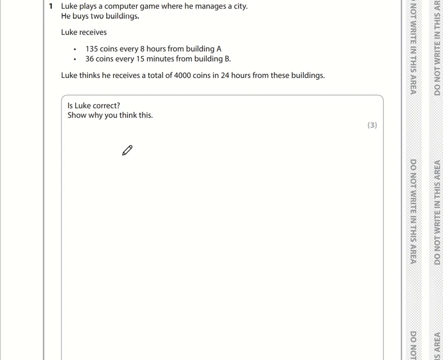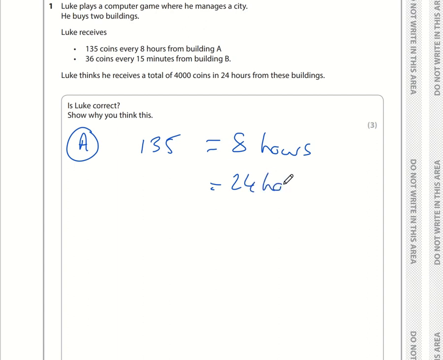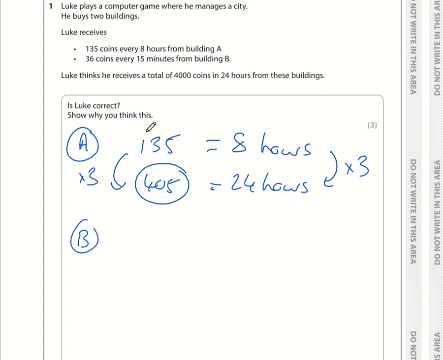So we know that from building A, so let's just do A first, it's 135 for every 8 hours. So how much does he get in 24 hours? Well, 24 is 3 times greater than 8, so he will receive 3 times more than 135 coins, and 135 times 3 is 405. So that's what he gets from A. For B, he gets 36 coins for 15 minutes.